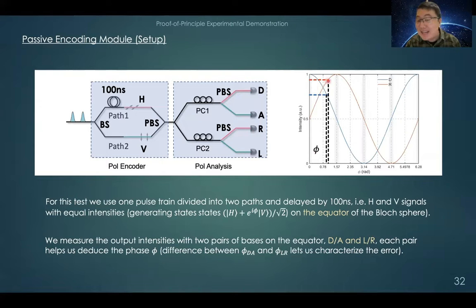Now, looking at the intensity of each one of the detectors, you can deduce what the original phi is here. And because you have 2 pairs of bases, you can have 2 values of theta, and you can compare the theta to see if you got it right. The difference in the measurement results would correspond to a measurement of your detector error or the misalignment error in your detection system.